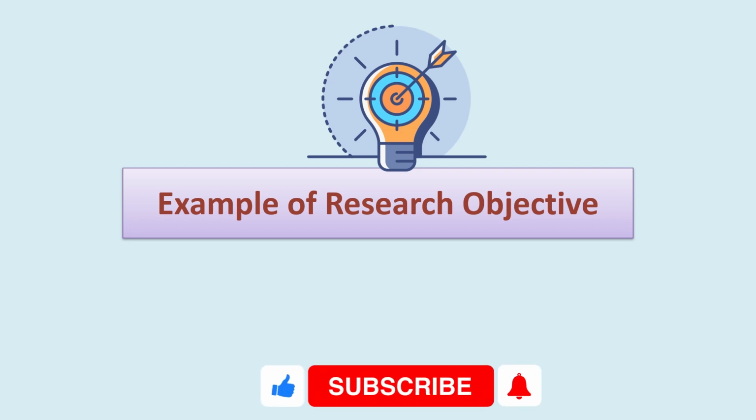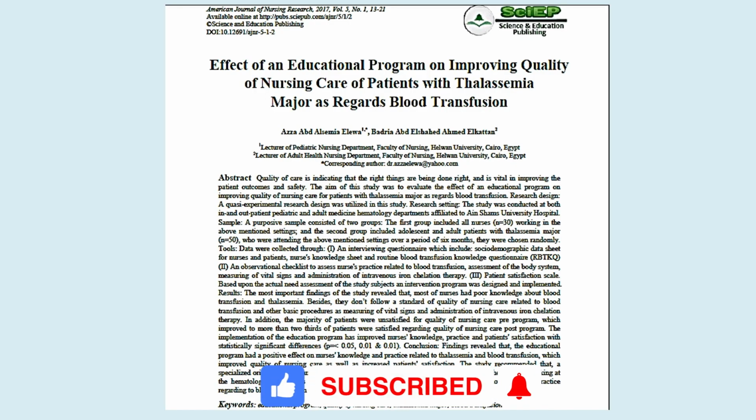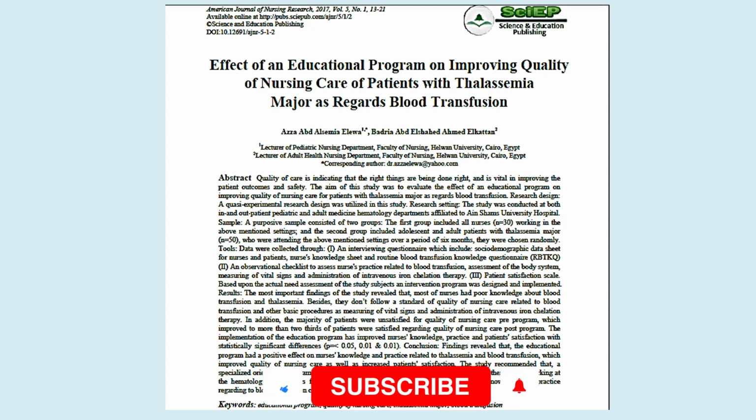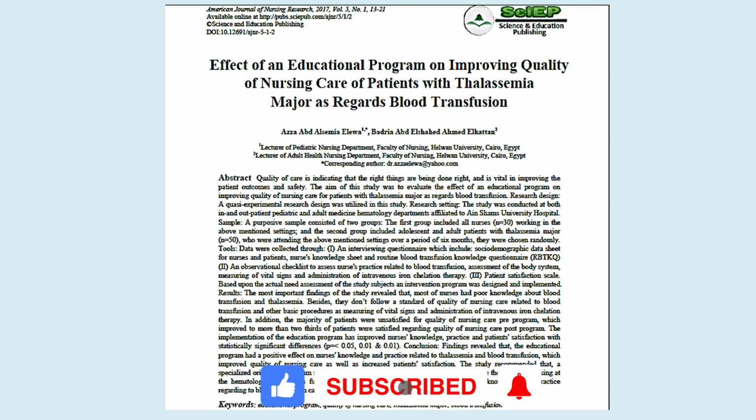Examples of research objectives. Here we consider a research article published in American Journal of Nursing. The title of the study is Effect of an Educational Program on Improving Quality of Nursing Care for Patients with Thalassemia Major as regards blood transfusion.